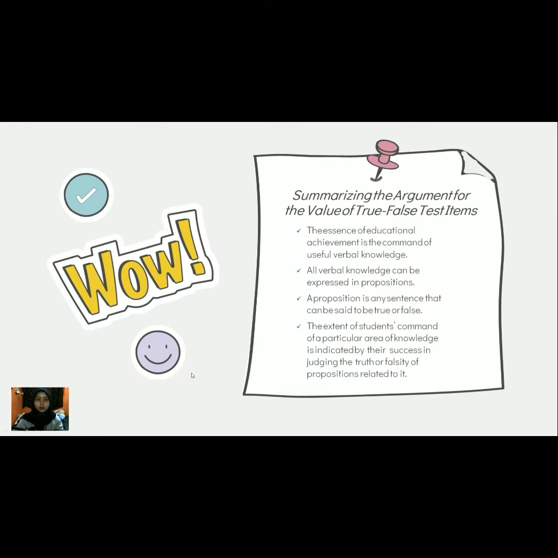Summarizing the argument for the value of true-false test items. The essence of educational achievement is the command of usable verbal knowledge. All verbal knowledge can be expressed in propositions. A proposition is any sentence that can be said to be true or false. The extent of students' command of a particular area of knowledge is indicated by their success in judging the truth or falsity of propositions related to it.